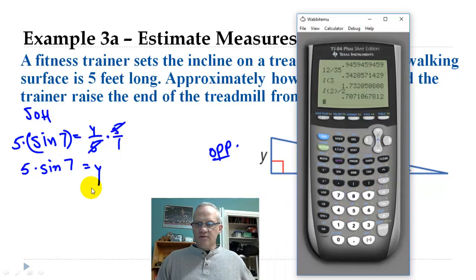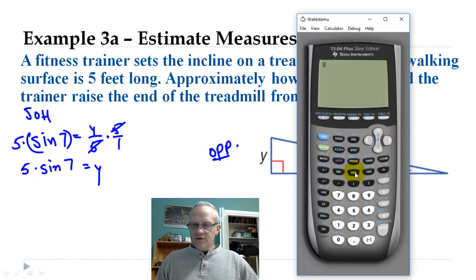All right, so I'm going to bring my calculator back up here. If you notice right here, here's your sine, cosine, and tangent buttons. I'm just going to type this in to find out what y is. I'm going to type in 5 first of all, then the sine button, and then 7, close parentheses, enter. And it tells me 0.609, blah, blah, blah.